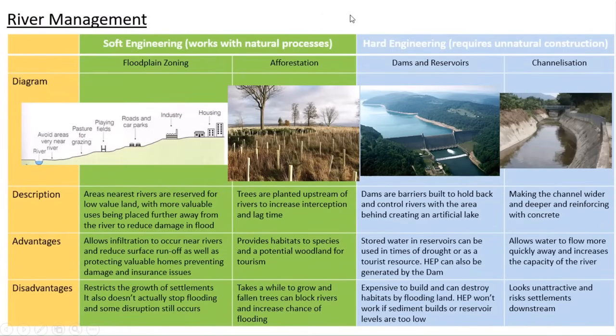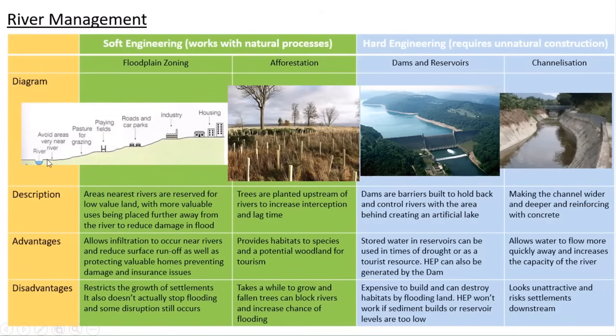Now, if you find yourself in a situation where your river is likely to flood, there are a few things you can do about it. Just like coasts, you can do soft engineering, working with natural processes, or hard engineering, so requiring unnatural construction, concrete, things like dams and embankments, that sort of stuff. So soft engineering, the criticisms of these are generally kind of more than the advantages, although it does look a lot nicer. So one of the things is floodplain zoning.